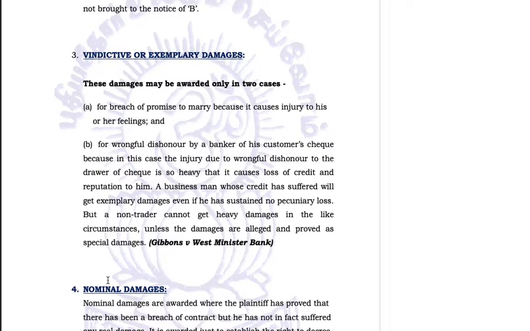Second, for breach of promise to marry, where it causes injury to his or her feelings. Now suppose someone promises, I will marry you, and later on he or she refuses to marry. In this case, he can take some damages. The damages will be determined by the court for causing hurt to somebody's feelings.